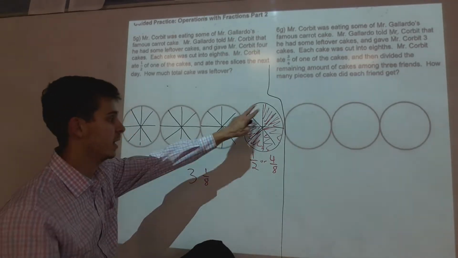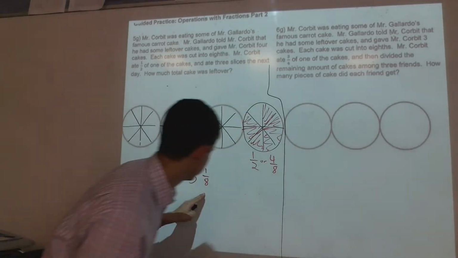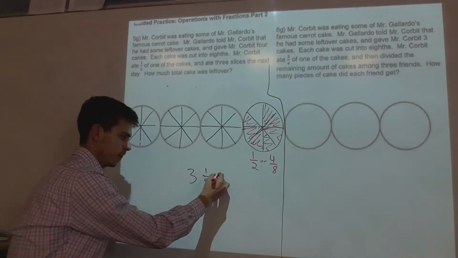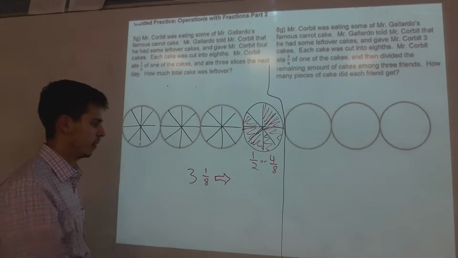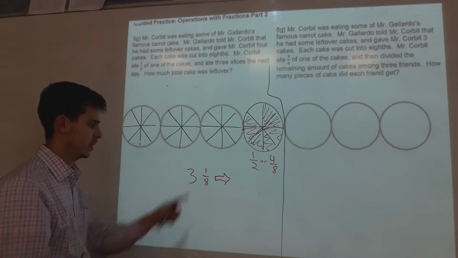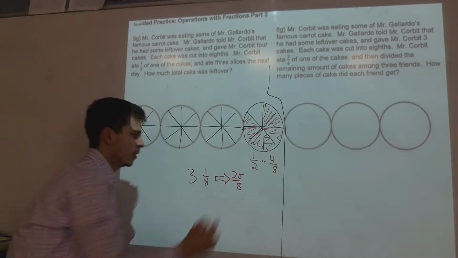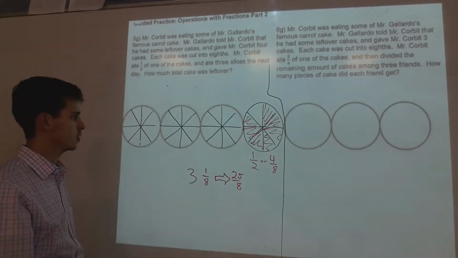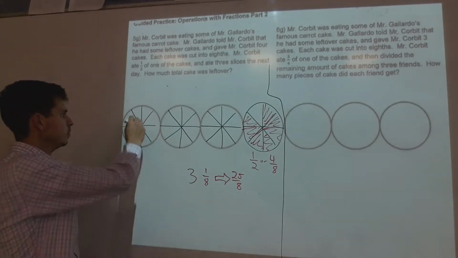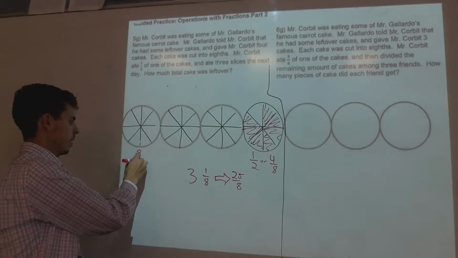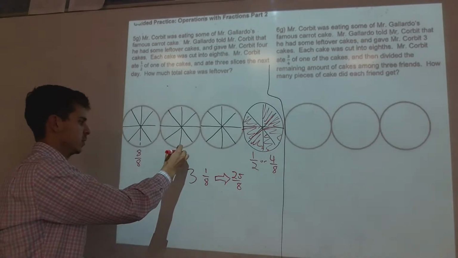This is 1/8 of that cake, and just to show you how we can, if I turn this into an improper fraction, I would multiply 3 times 8 and then add it to the 1, which would be 25/8. Let me just show you how that actually does work. Let's count up the cakes. Well, I know there's 8 here, so that's going to be 8/8. I'm not going to count every single one. It's going to take me too long.